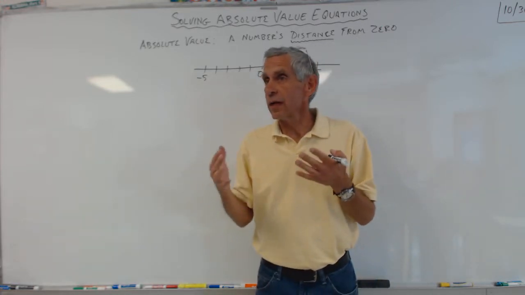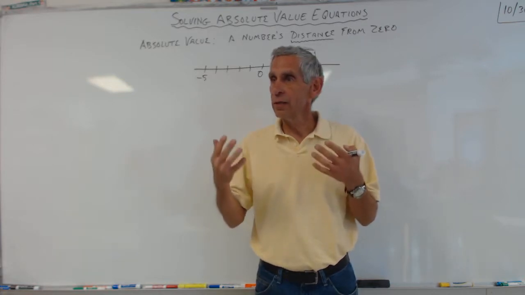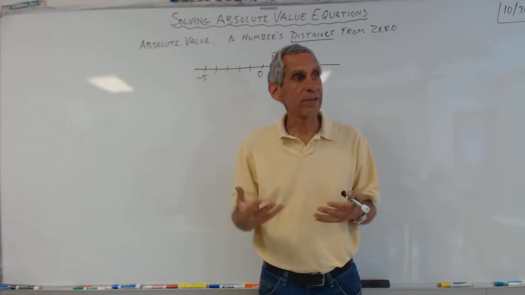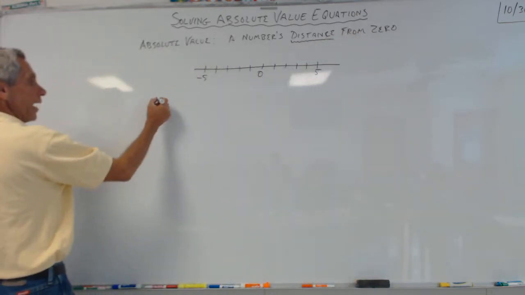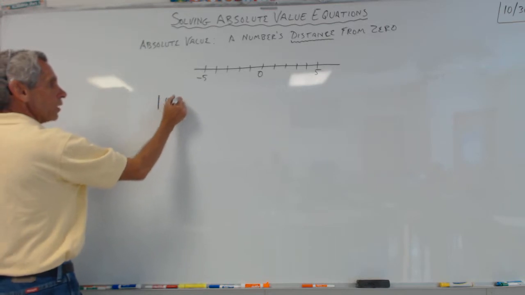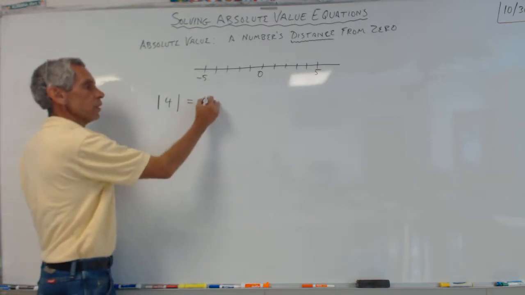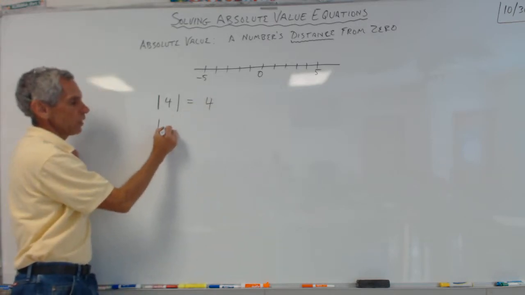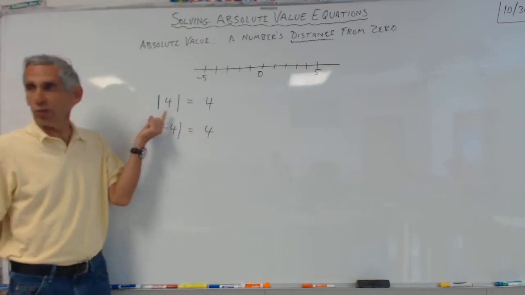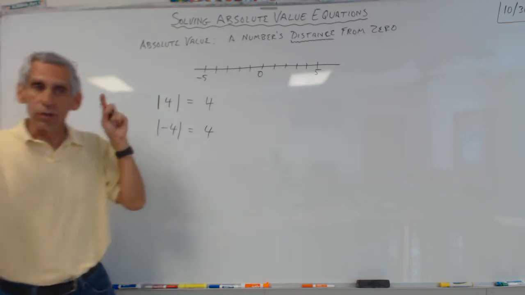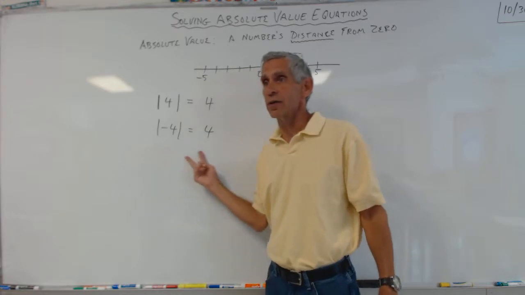So absolute value has to be positive. It's a distance. It's always a positive number. So if I said something like this, the absolute value of 4, what would that be? 4. But what if I said the absolute value of negative 4? It's 4. That's also 4, because those two straight lines there represent the term absolute value. So absolute value of 4 is 4. Absolute value of negative 4 is 4.